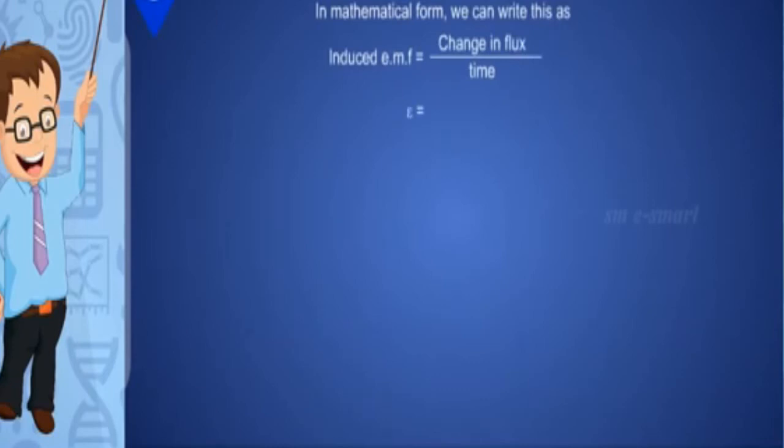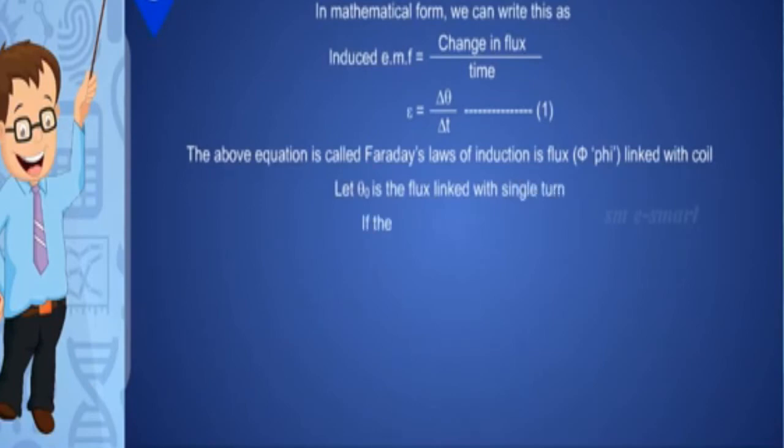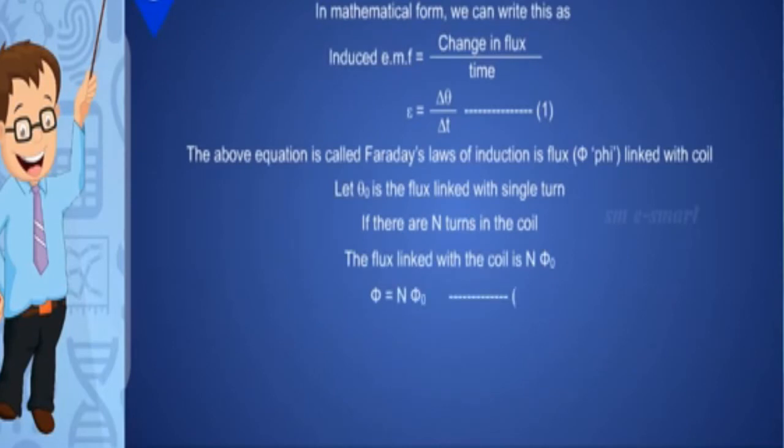Sigma equals triangle theta by triangle T. Let this be equation 1. The above equation is called Faraday's law of induction, where phi is the flux linked with the coil. Let phi 0 be the flux linked with a single turn. If there are n turns in the coil, the flux linked with the coil is n phi 0. Phi equals n phi 0. Let this be equation 2.